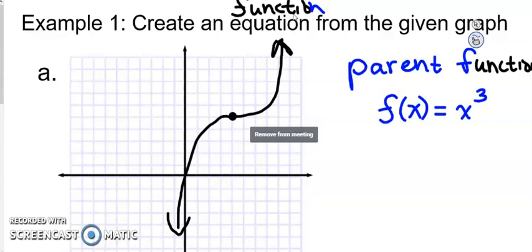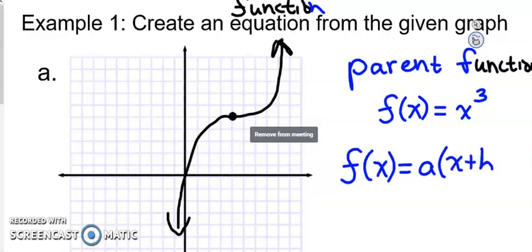So with this, we know when it comes to our transformations that this function is going to look something like this, because it is a cubic function. So we know it's going to be something dealing with that. There you go. So here, we have to look at our transformations and moving around.